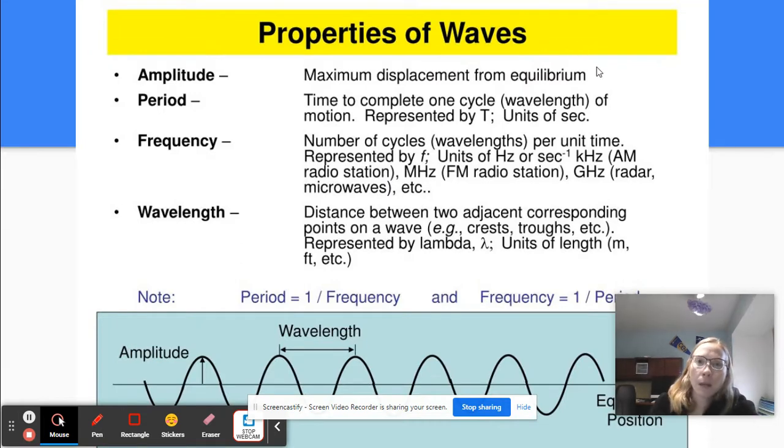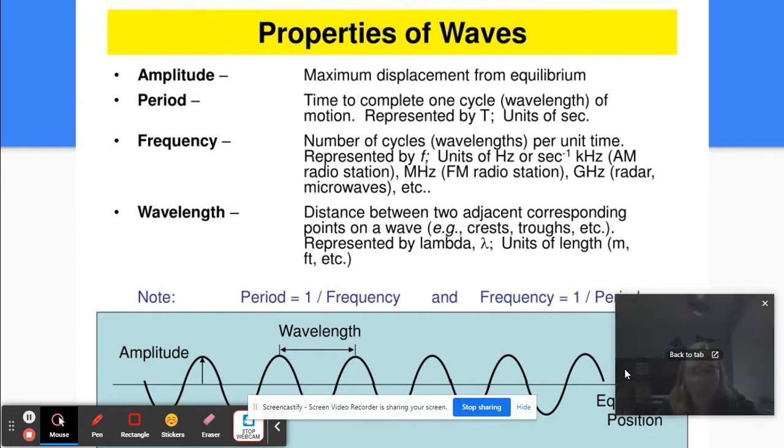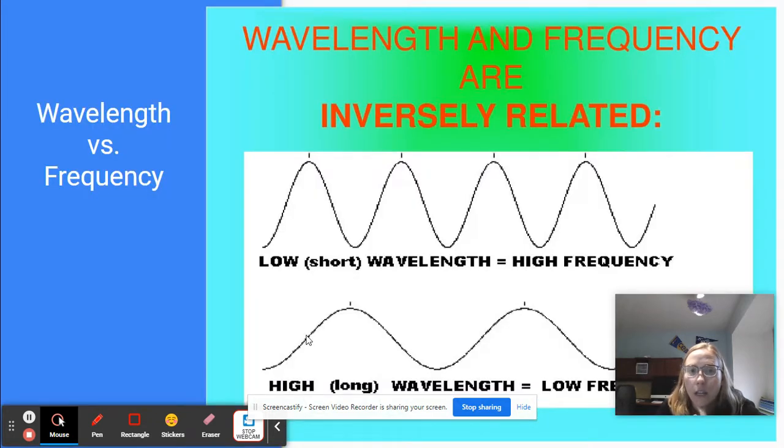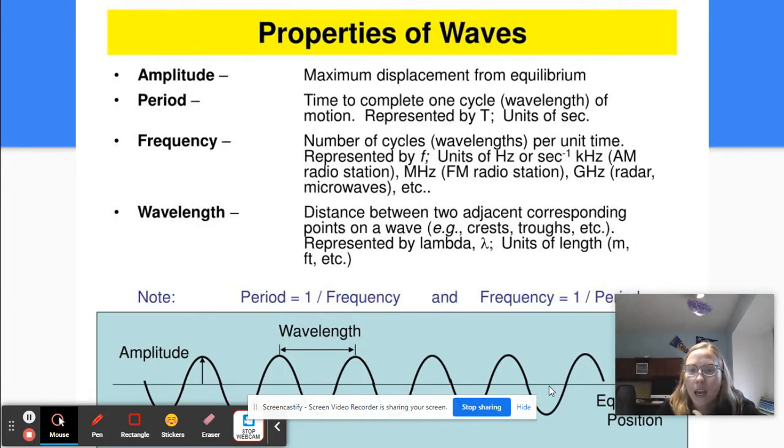So the properties of these waves, we have our amplitude. So we have our equilibrium line going through the center of our wave. And so the distance from that equilibrium line to the crest, which would be the very peak of the wave, the very top, would be your amplitude measurement. You can also find that by going from the equilibrium line to the trough, which is the bottom of the wave, or the lowest part.